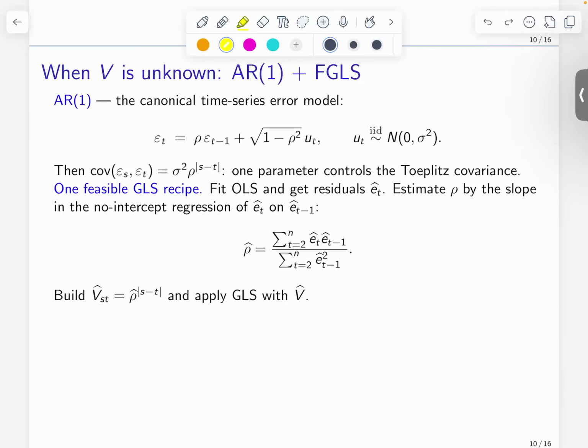For example, I can fit the OLS and get the residuals, which are estimators of these errors. So I can regress e hat t on e hat t minus 1. This is a regression problem, a zero intercept simple linear regression, and I get rho hat, which is my estimate. Then I plug it into the formula, since I know this form, and I get this estimate v hat.